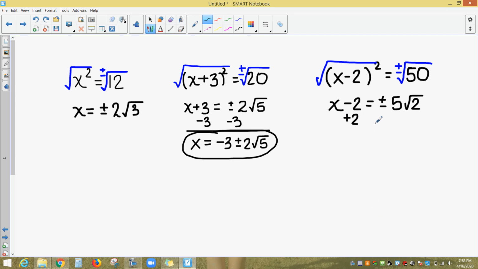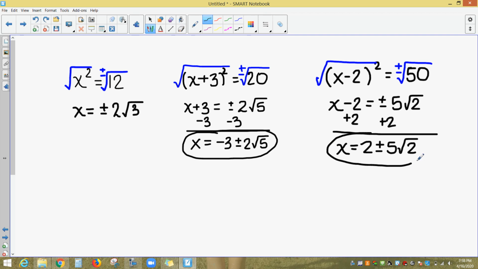Then if I want to get the x all by itself, I can add 2 to both sides, getting x equals 2 plus or minus 5 times the square root of 2. Here are my two solutions.